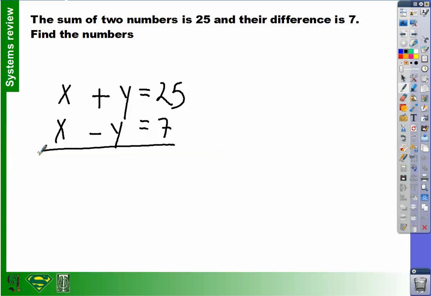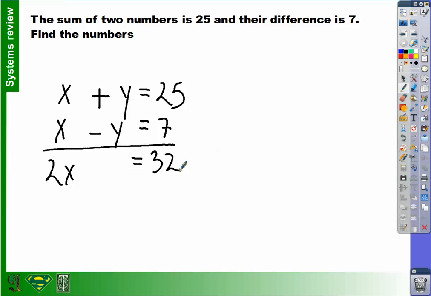What's the easiest way to solve this? Graphing, or substitution, or addition. Brittany? Addition. So let's add straight down. So what is x plus x? So we have 2x. Y minus y? 0. It cancels out. 25 and 7. So 2x is equal to 32.